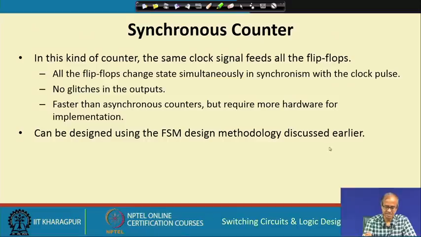Now, we already know how to design a synchronous counter. You have already seen it earlier. When we talked about the formal design procedure for FSMs, we took an example of counter design also. So, when you want to design a synchronous counter, that is the way to go about it. You start with a state transition diagram or a state table, go through the steps, and finally arrive at the design using your chosen flip flop. It can be T flip flop, SR, JK, D. So, as I said, this kind of counters can be designed using the methodology which we have discussed earlier.